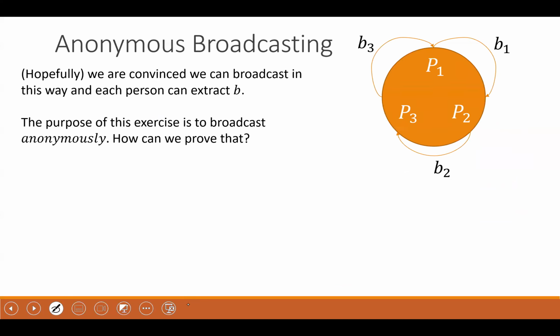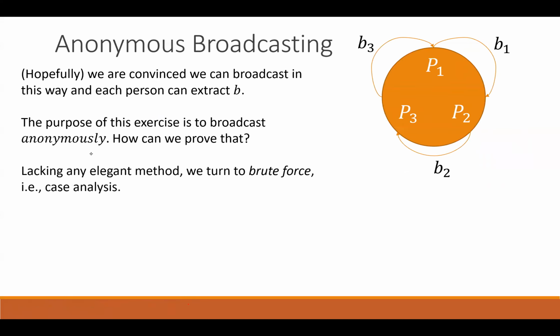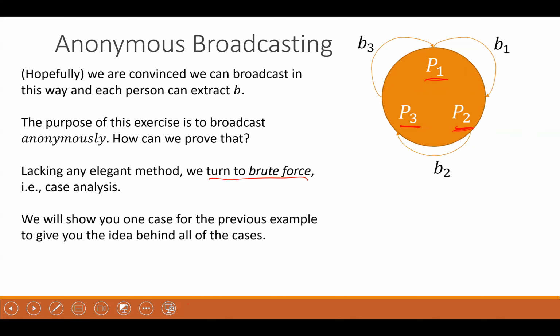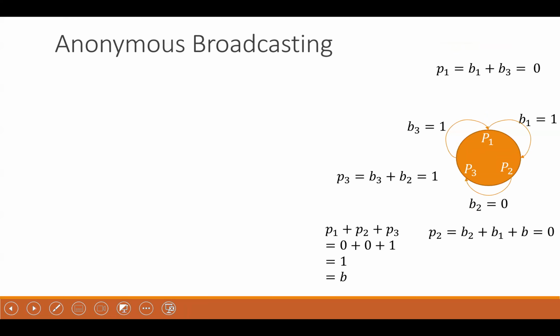But the idea is that we want to broadcast anonymously, so let's convince ourselves of this. P2 has broadcast, and let's say that P1 has no idea if it was P2 or P3. P1 knows it wasn't themselves, so they know it must be one of these two guys. So the proof is actually brute force. We'll just talk about it at a high level. I'm not going to go through all the steps, but we will look at this particular example and show why P1 can't figure out if it's person 2 or person 3.